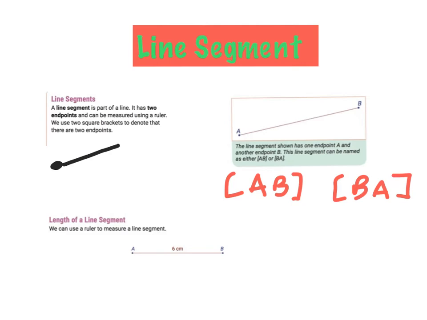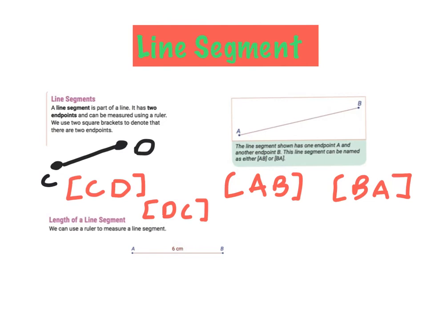Now let's say we had another line segment here. So a point, line and a point. Let's say that's C and that's D. If we were to label that line segment, we would have square bracket C, D, square bracket. Or I could also write square bracket D, C, square bracket, okay? So I have my two square brackets and my two endpoints when I'm labeling a line segment.